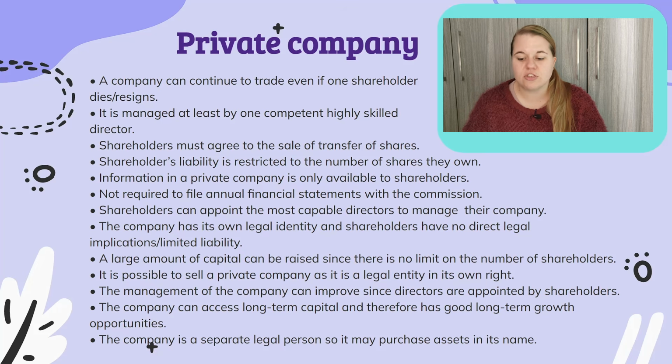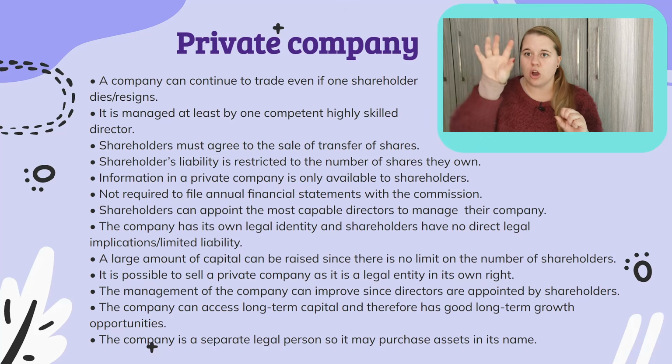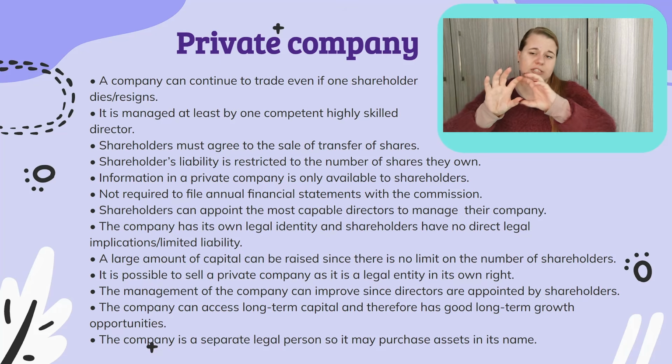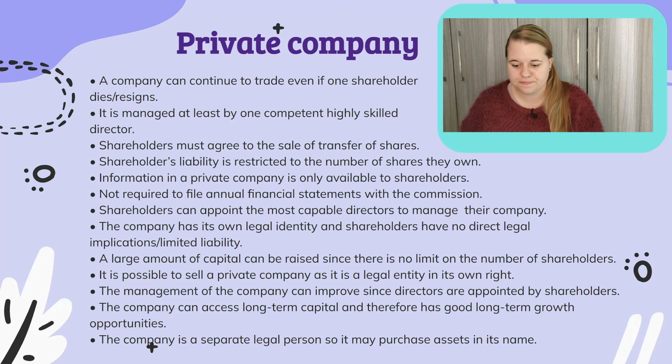Information in a private company is only available to the shareholders. It is not required to file annual financial statements with the commission. Shareholders can appoint the most capable directors to manage their company. The company has its own legal identity and shareholders have no direct legal implications, therefore limited liability. If the business is struggling, they're not going to take your personal possessions, because the owners, the directors, the shareholders are seen as separate to the business itself.